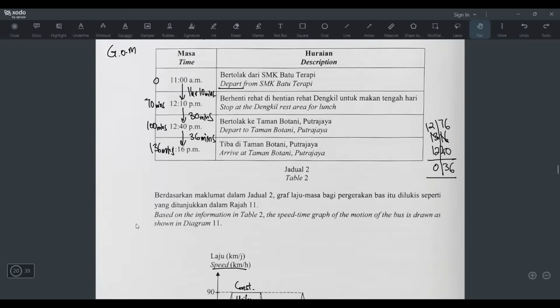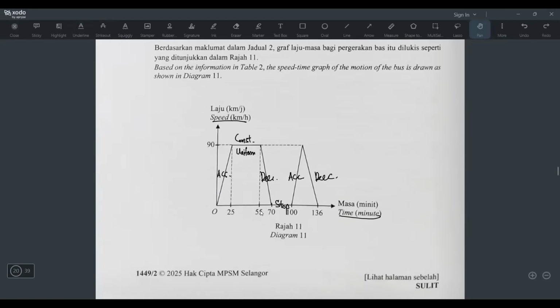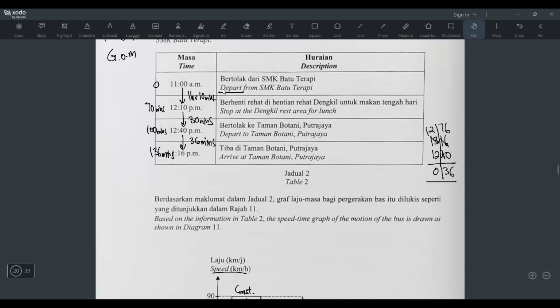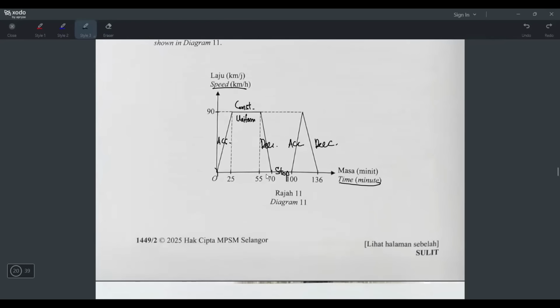But sir, what about the 25, 55? This whole time he's been moving. That's why. Okay, you remember just now it says depart from SMK Batu Berapi and it stops after 70 minutes, right? It means this whole time from 0 to 70 is moving the whole time. Accelerating means moving. This is also still moving, but with constant speed. This is still moving, but the speed is decreasing over time. And this is when it stops, from 70 to 100.